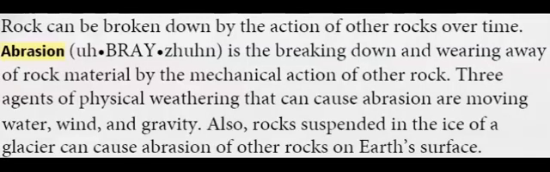Rock can be broken down by the action of other rocks over time. Abrasion is the breaking down and wearing away of rock material by the mechanical action of other rock. Three agents of physical weathering that can cause abrasion are moving water, wind, and gravity. Also, rocks suspended in the ice of a glacier can cause abrasion of other rocks on Earth's surface.